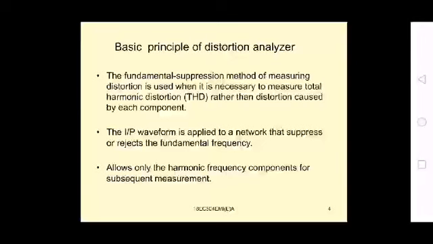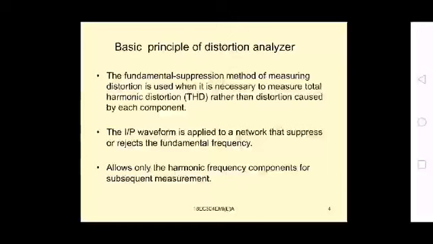We are suppressing the fundamental frequency component, and we allow all the frequency components other than the fundamental. Then we will measure the harmonic distortion. Whatever input waveform is applied to a network, the network has to suppress or reject the fundamental frequency, and allow only the harmonic frequency components for subsequent measurements. That is the basic principle.